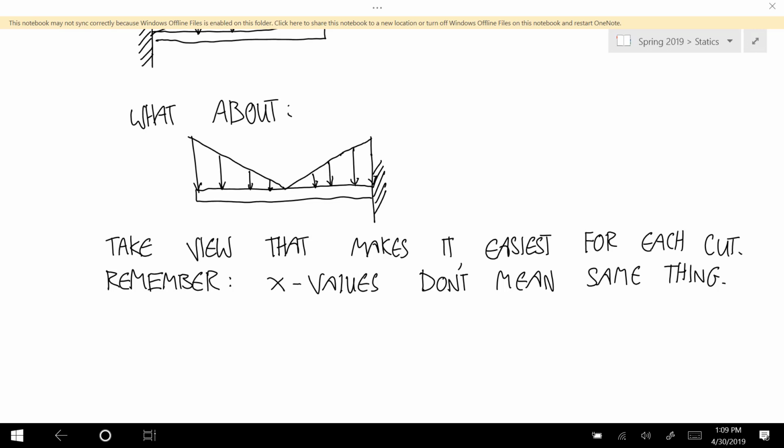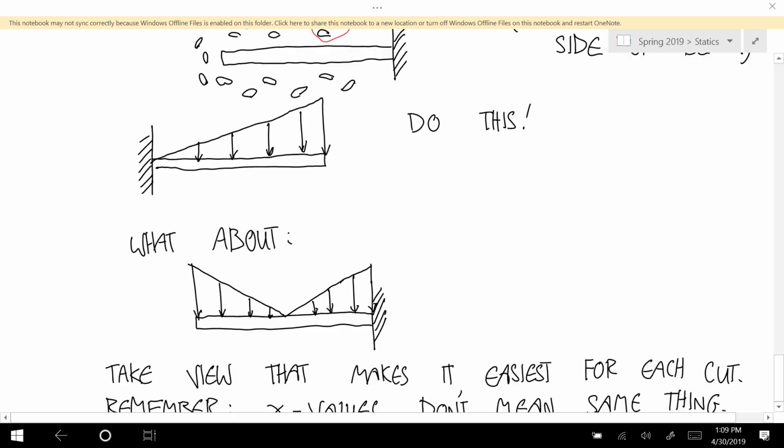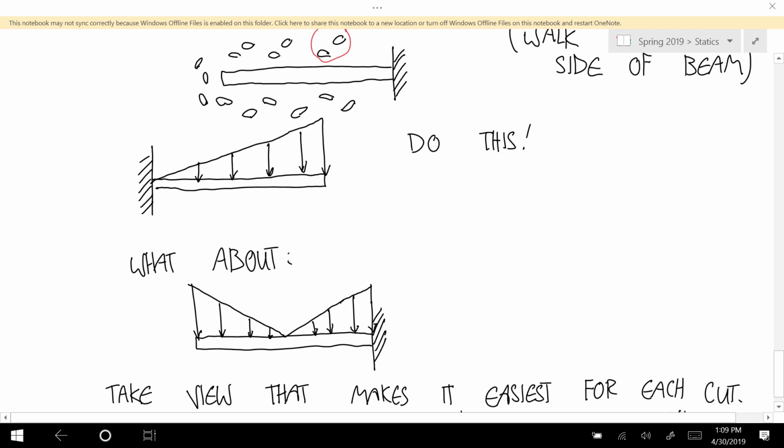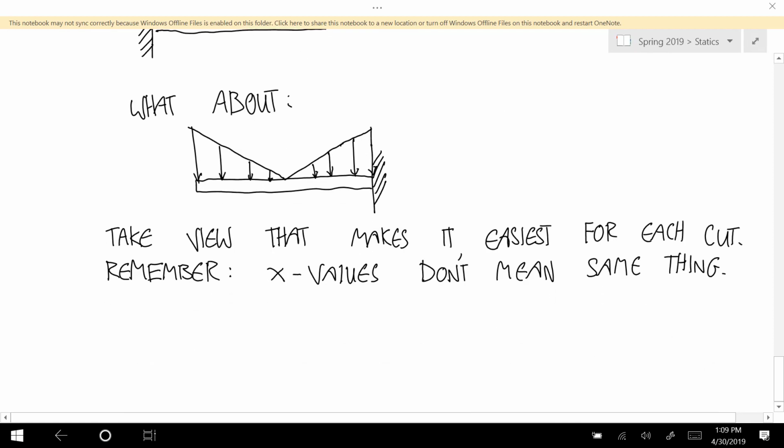Okay, anybody have any questions about that? So remember, with any problem, you can always just walk to the other side of the beam if it makes it easy. This is the only case where I can think of where it makes it considerably easier, but you can always just take a different view of it. All you're trying to do is come up with a relationship between x values that represent physical points on the beam and some kind of function. So it doesn't matter which way your x goes or anything like that.